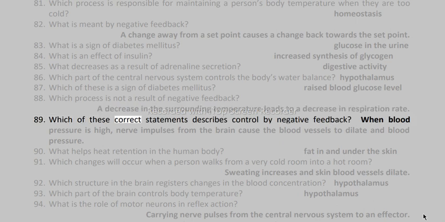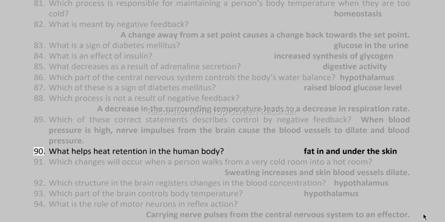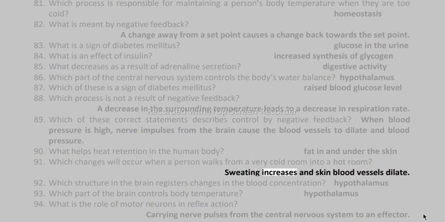89. Which of these correct statements describes control by negative feedback? When blood pressure is high, nerve impulses from the brain cause the blood vessels to dilate and blood pressure decreases. 90. What helps heat retention in the human body? Fat in and under the skin. 91. Which changes will occur when a person walks from a very cold room into a hot room? Sweating increases and skin blood vessels dilate.